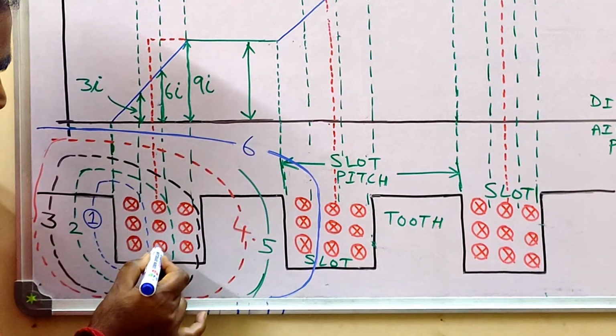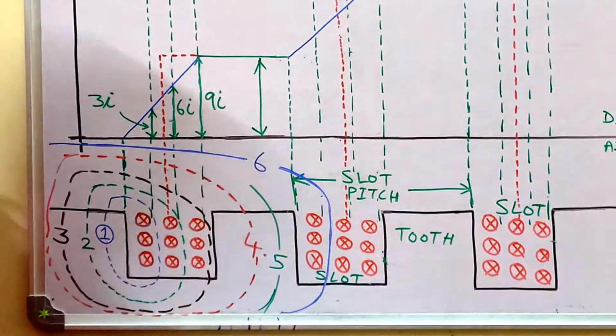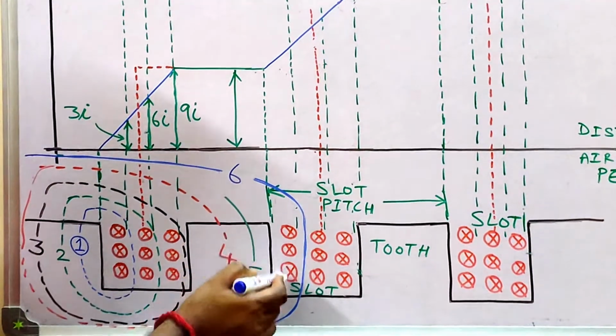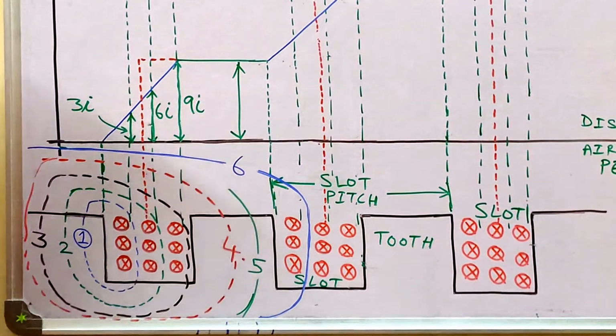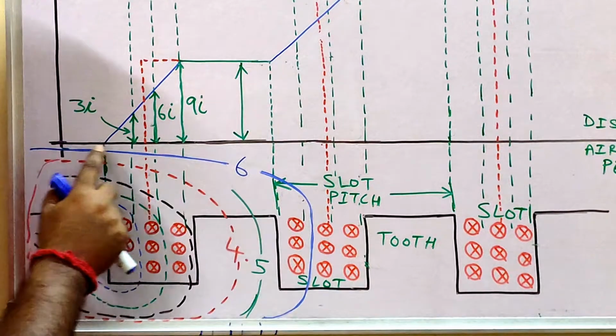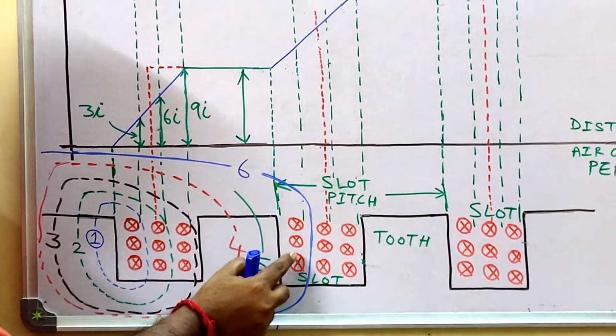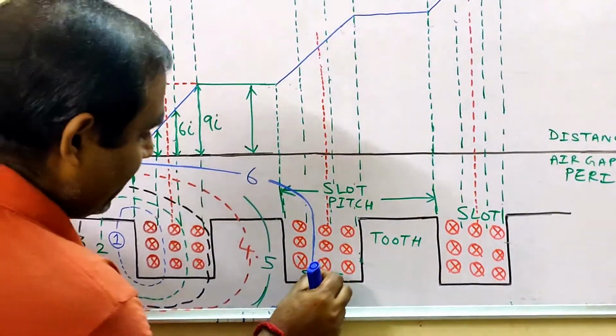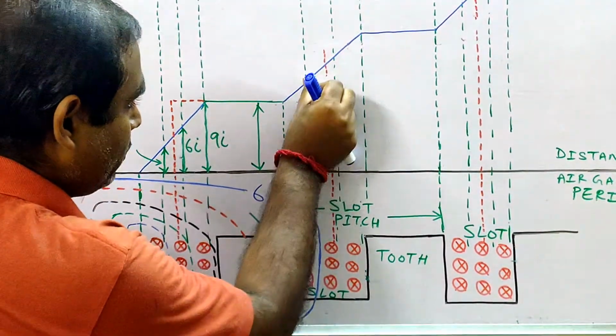9 conductors from here, 3 conductors from here. So how many conductors? 9 plus 3, 12. Each conductor is carrying current I. So what is the current enclosed by path number 6? 9 plus 3, 12. That is 12i. So you see, the MMF acting along this path will be 12i.